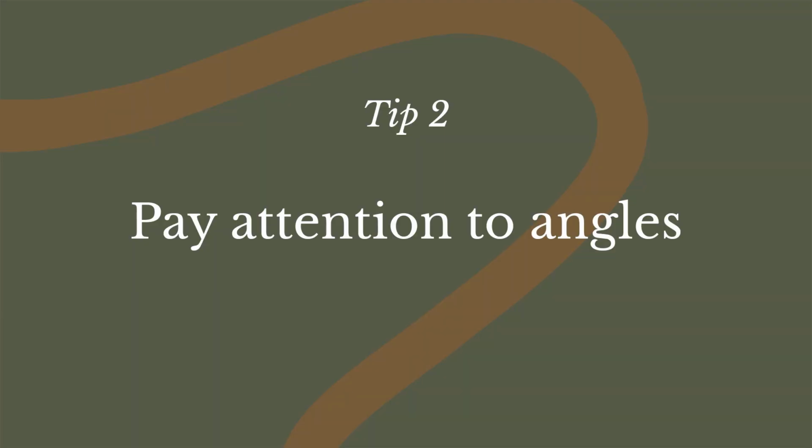Second tip is to pay attention to your angles. And I have just switched my angle a little bit and see how everything looks different. The light is different and everything is just a little bit different. So we've already talked about angles in regards to how the light is falling, but there are other angles to also pay attention to that can really improve your photography quickly and easily.